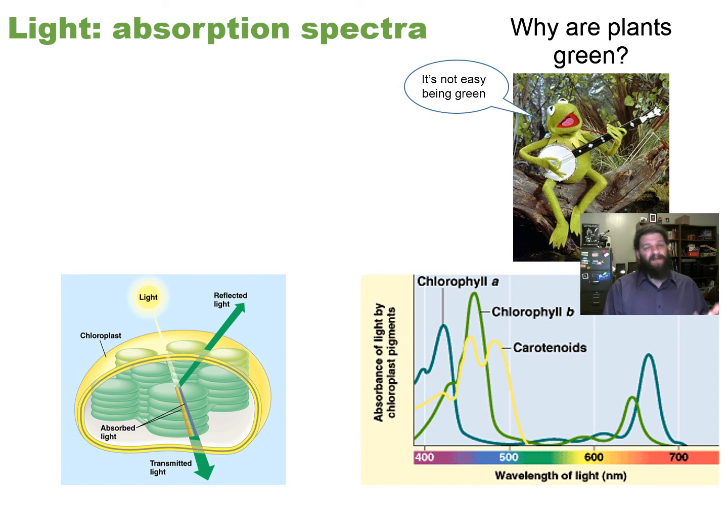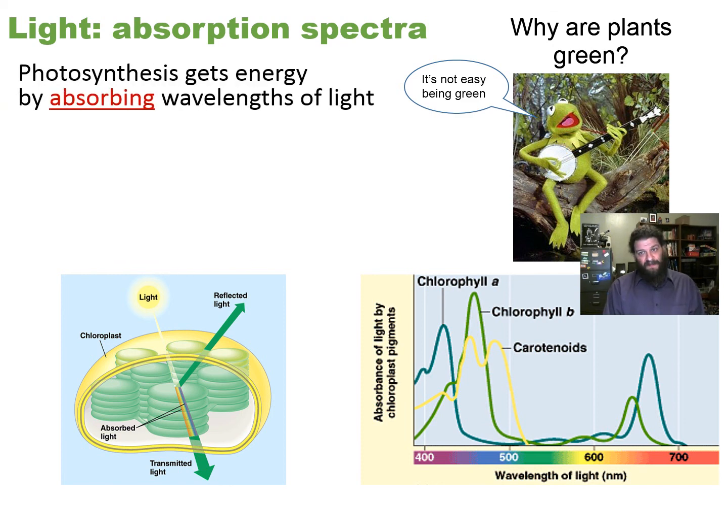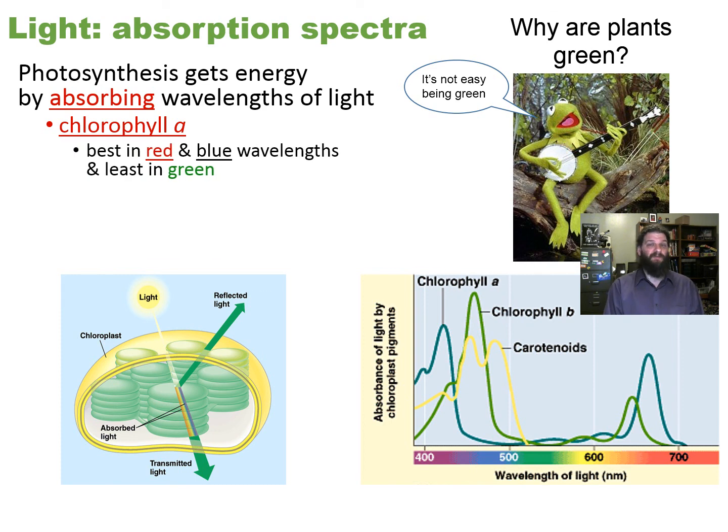When we start to analyze the wavelengths of light that the different photosynthetic pigments absorb, we develop what are called absorption spectra. And it tells us which wavelengths they do absorb. Now, chlorophyll A, the primary photosynthetic pigment, is really good at absorbing the red and the blue ends of the visible light spectrum. It's pretty bad at absorbing there in the middle, the green, and so that's what's reflected, and that's why plants tend to look green to us.